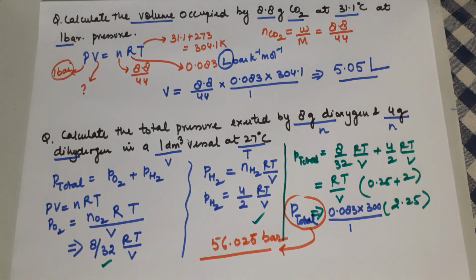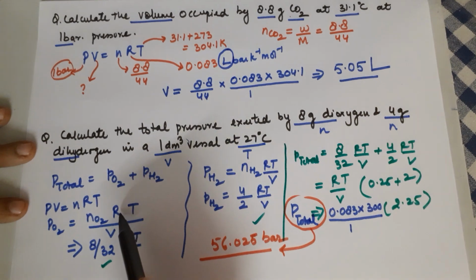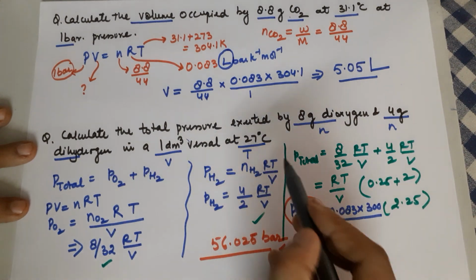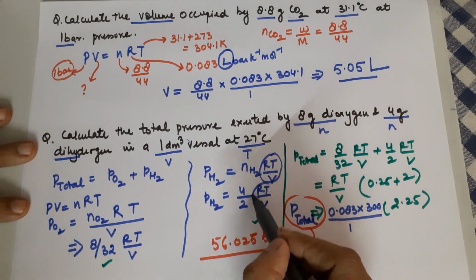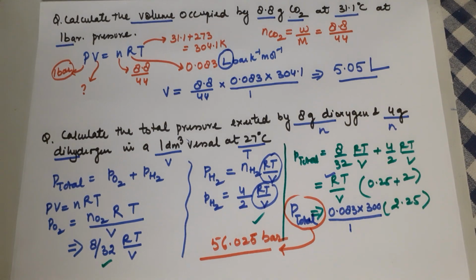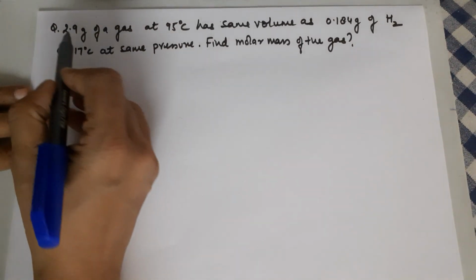Is that fine? So we have just found out the pressure of each component. Since the R, T and V are common, the temperature and volume remain same, R you very well know is constant. So rather than separately calculating it, I have taken your RT by V as common here and added the number of moles. Is that fine? Moving on to the next question.